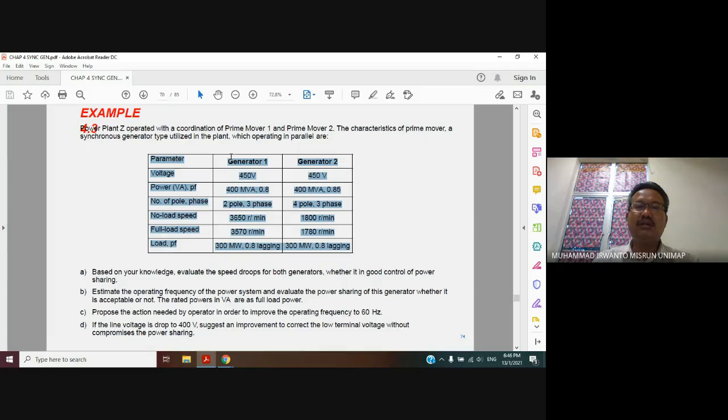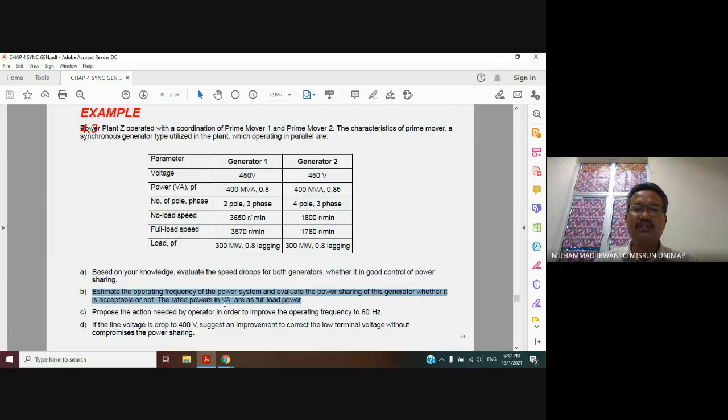Generator 1 and generator 2 are also connected to the load. Each generator serves a load of around 300 megawatt. The question: based on your knowledge, evaluate the speed drops for both generators, whether they are in good control of power sharing. Estimate the operating frequency of the power system and evaluate the power sharing of the generators, whether it is acceptable or not.